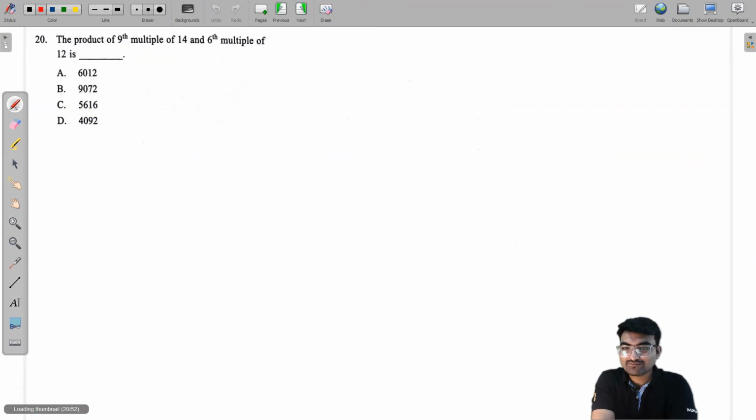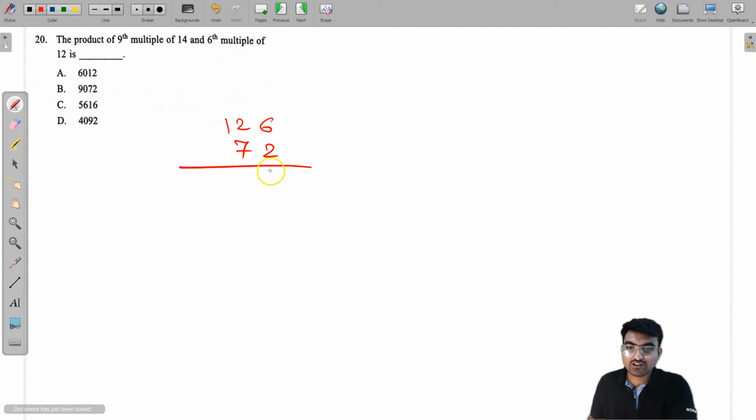Got it? Fine. The product of 9th multiple of 14 and 6th multiple of 12. Okay, so what is 9th multiple of 14? What is 14 nines? 14 nines are 126, right? And 6th multiple of 12, 12 6s are 72.